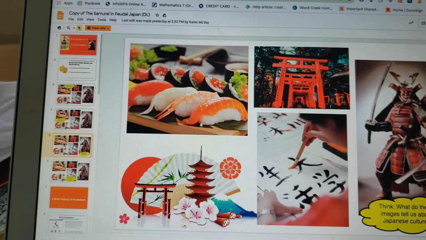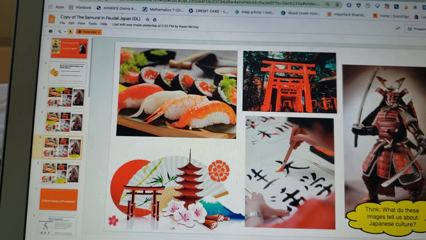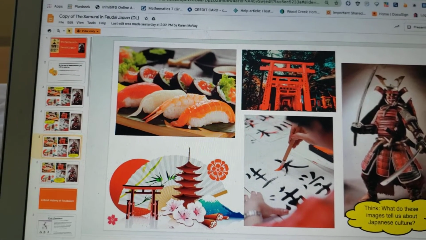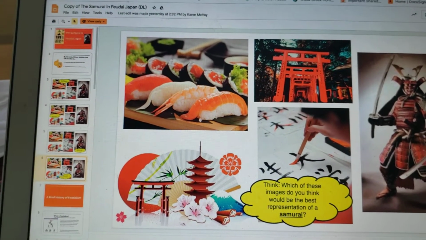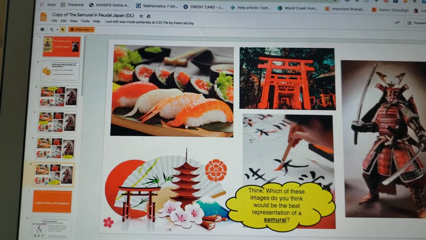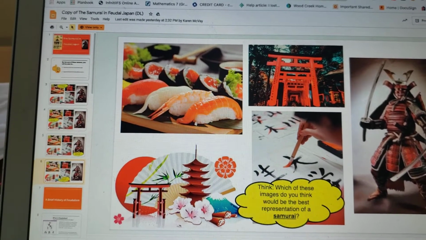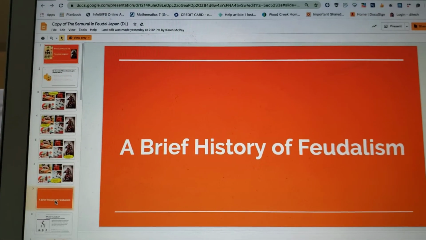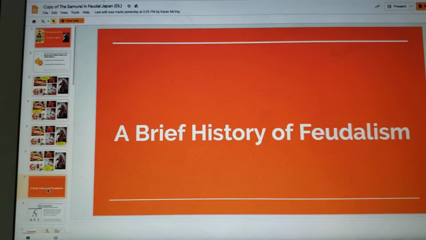All right, same, number 5. So pause the video after I talk. Think, what do these images tell us about Japanese culture? All right, now we're going on to slide 6, and one more time, same photos. Which of these images do you think would be the best representation of a samurai? Pause and think about it. All right, so we're going to move on to slide 7, and slide 7 is a brief history of feudalism.